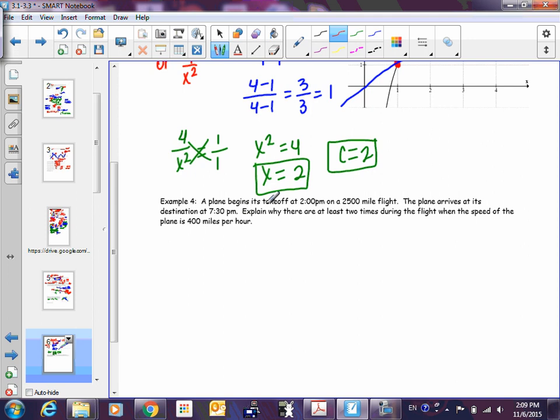Example 4 says a plane begins its takeoff at 2 on a 2,500 mile flight. The plane arrives at 7:30. Explain why there must be at least 2 times during the flight when the speed is 400 miles per hour. So without using calculus, I want you to internalize this. Think about why this makes sense.